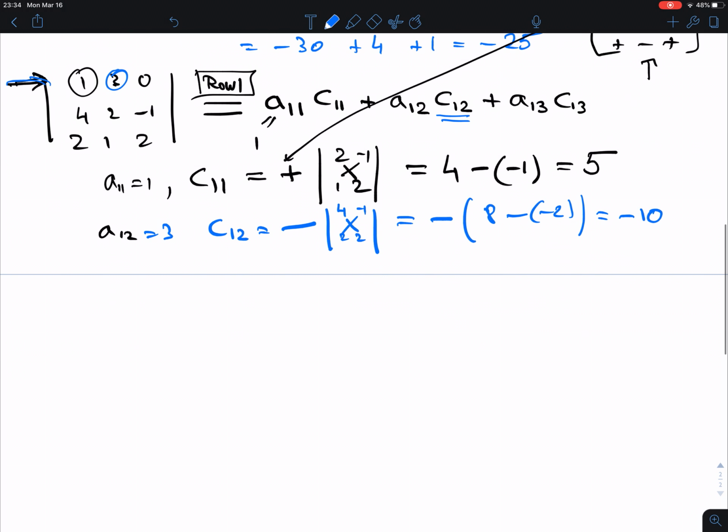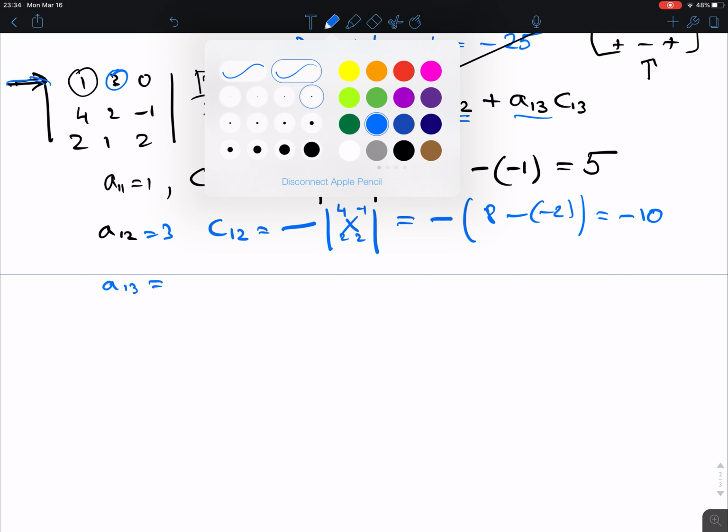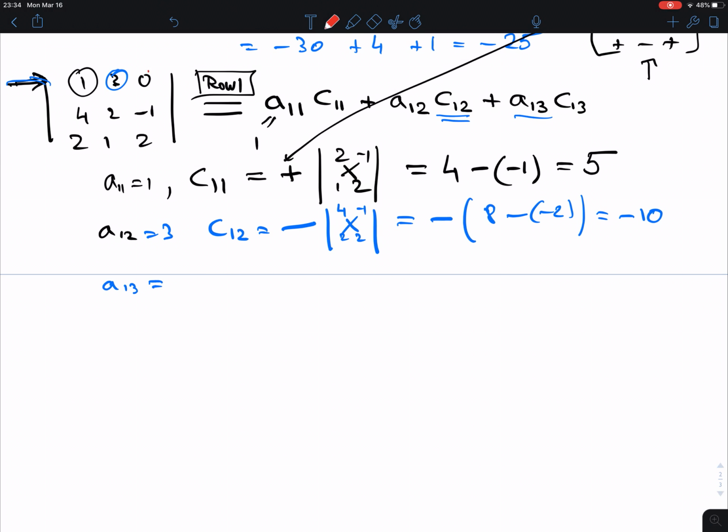Okay, and then finally A13, that is the last one that we have to do. I'll do it in a different color. We're now talking about the first row still, but the third column, and that is 0. Well, if that is 0, then I should really not worry anymore, right? If this is 0, it doesn't really matter what C13 is. But let's just calculate it.